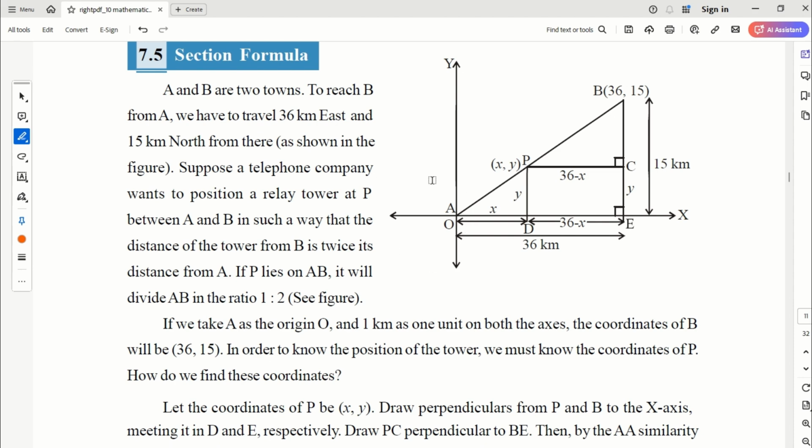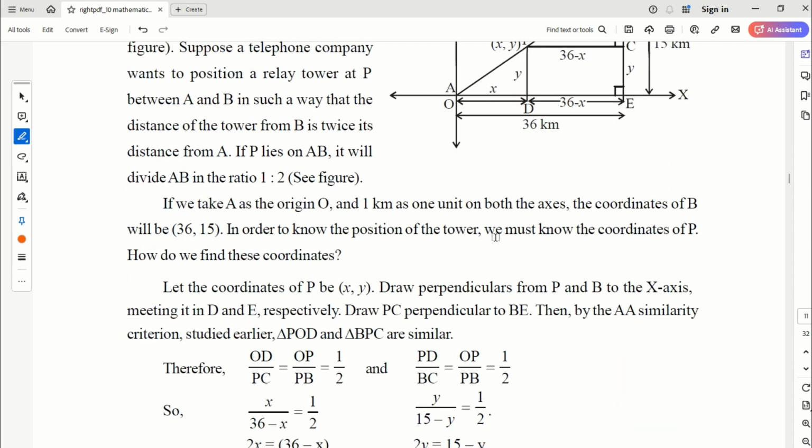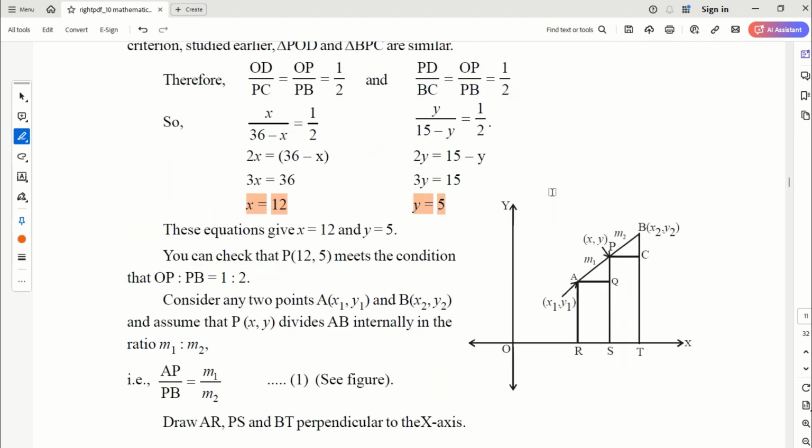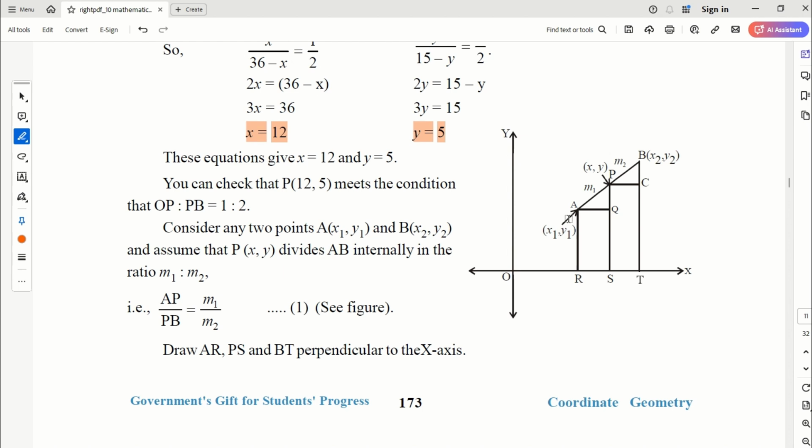So this is called the section formula. Now we need to generalize it, right? Here we have taken A at the origin. What if it is not the origin and it is some other point? Because the origin is 0 comma 0, we calculated the coordinates of B as 36 comma 15. But what if it is not at the origin? So that is the general method. You will apply exactly the same principle and prove that triangle AQP is similar to PCB.